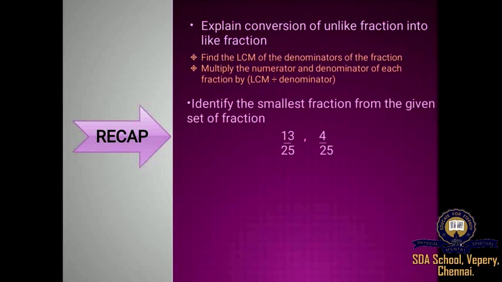Identify the smallest fraction from the given set of fractions. Yes, you are correct. So the given fractions are like fractions. So we should compare 13 and 4. 4 is a smaller number when compared to 13. So the smallest fraction will be 4 by 25.